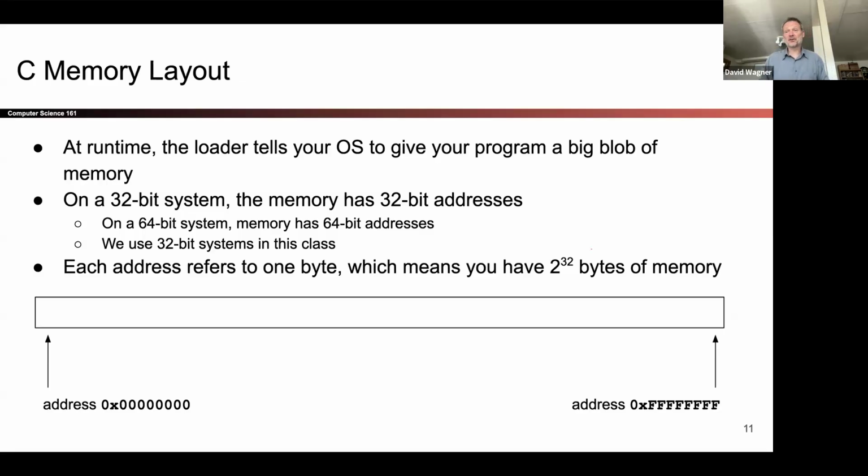And addresses are 32 bits, so I'm going to write them in hexadecimal, so there'll be 8 hexadecimal digits. And you could think of it, if you like, as an array, horizontally, with address 0 on the left, and then the highest address, FFFFFFFF, to the right.